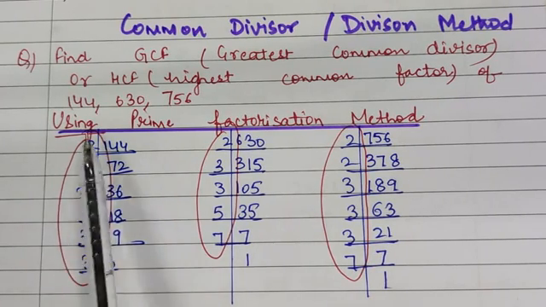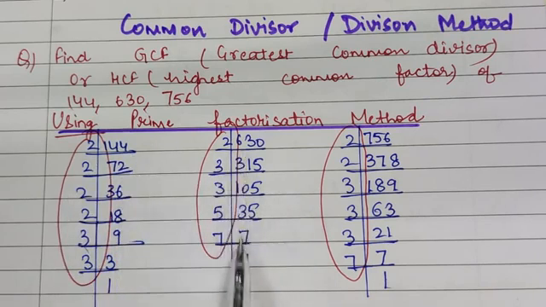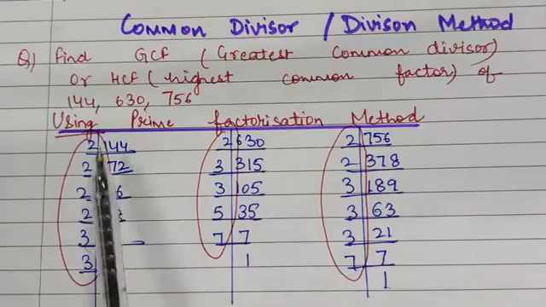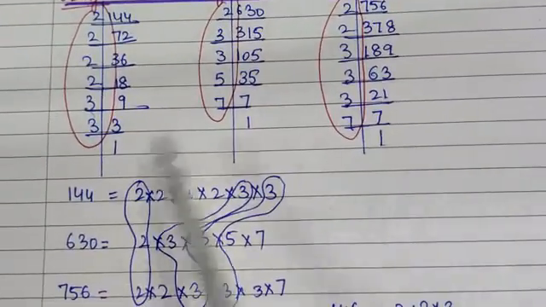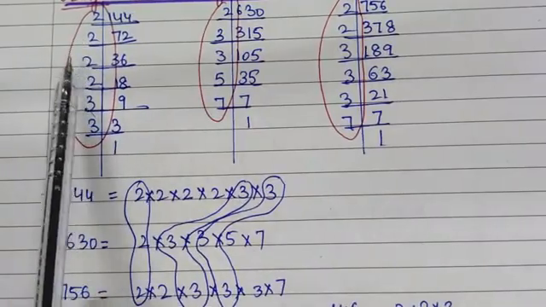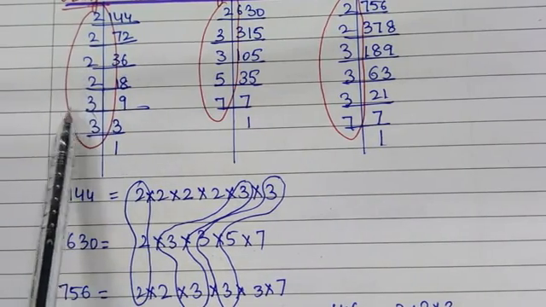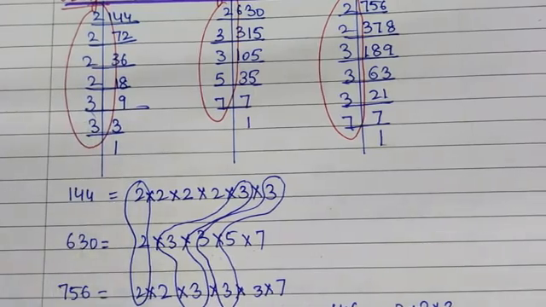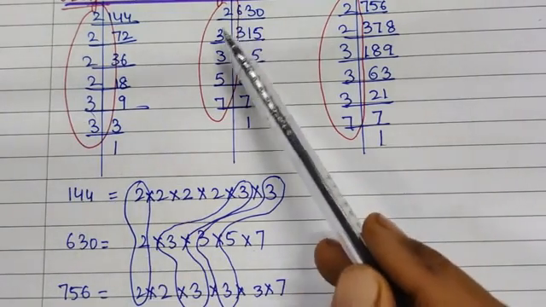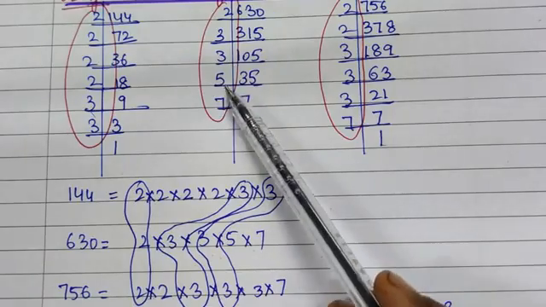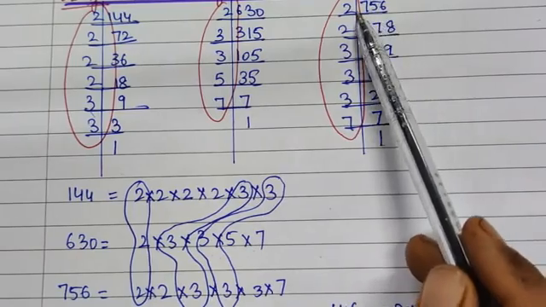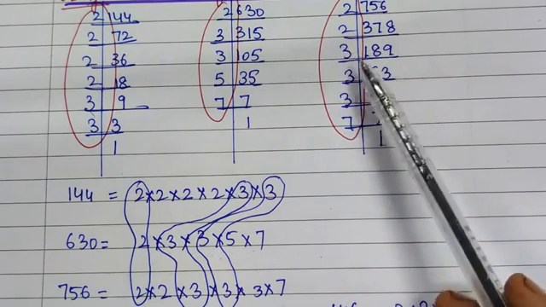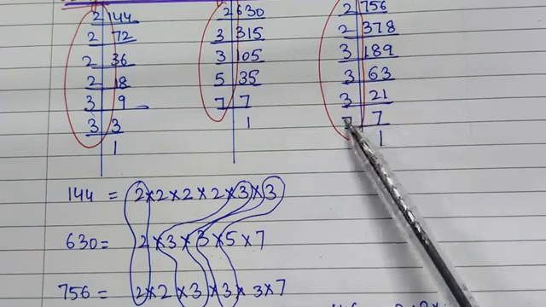So, first of all, find the prime factorization of these three numbers separately. Now 144, as you can see very well, can be written as 2 into 2 into 2 into 2 into 3 into 3. 630 can be written as 2 into 3 into 3 into 5 into 7. And 756 will be 2 into 2 into 3 into 3 into 3 into 7.